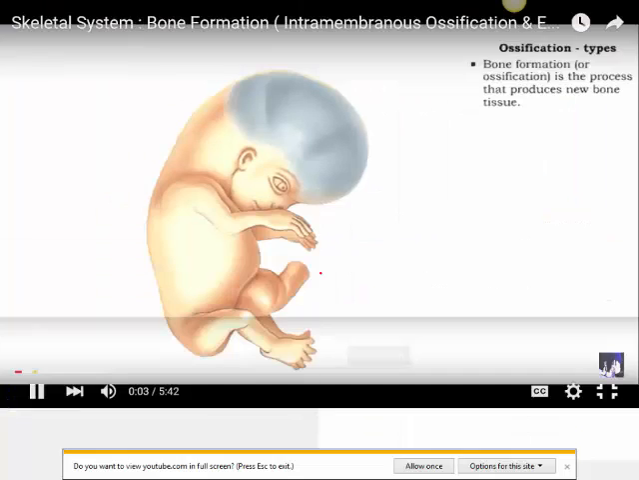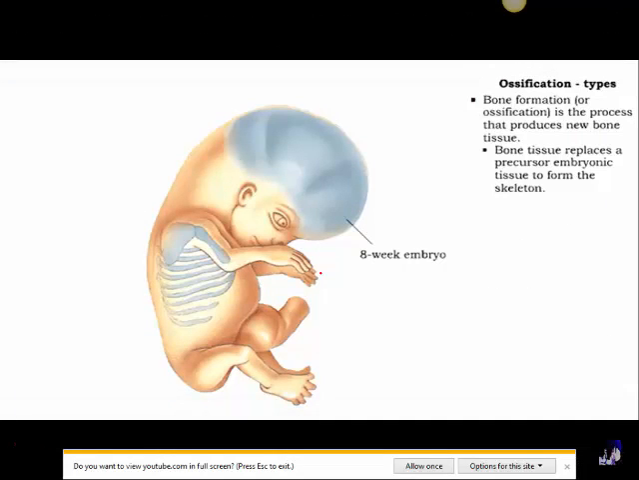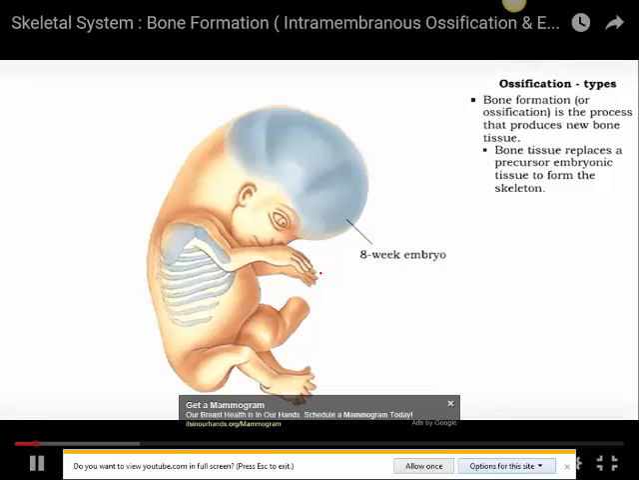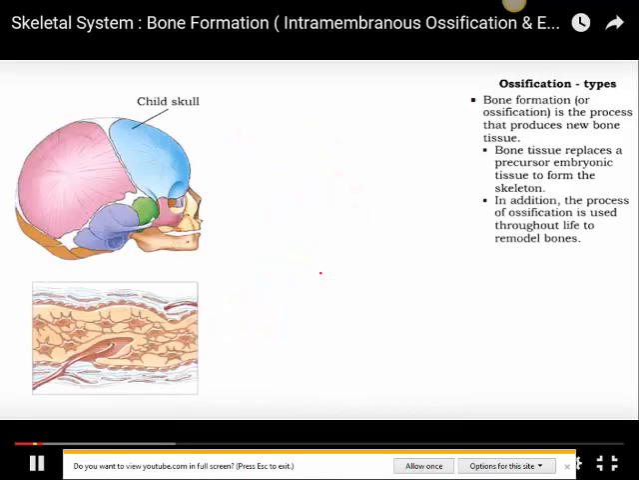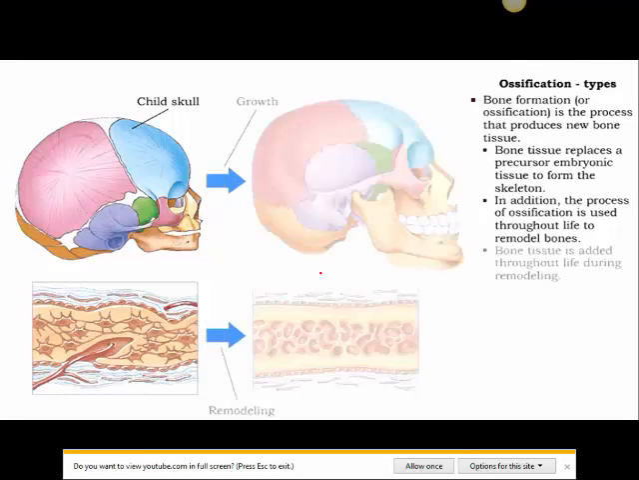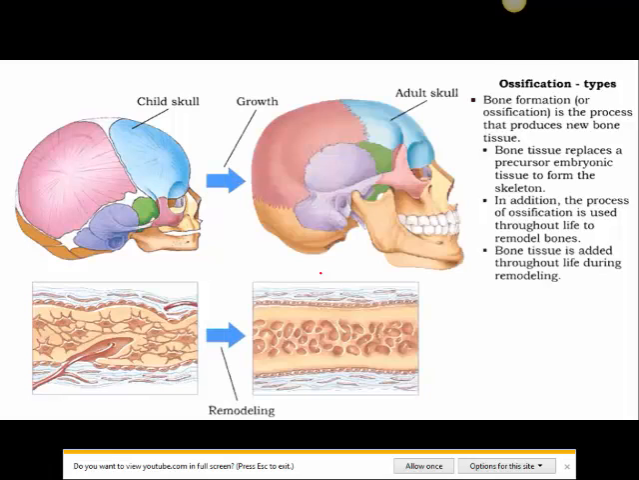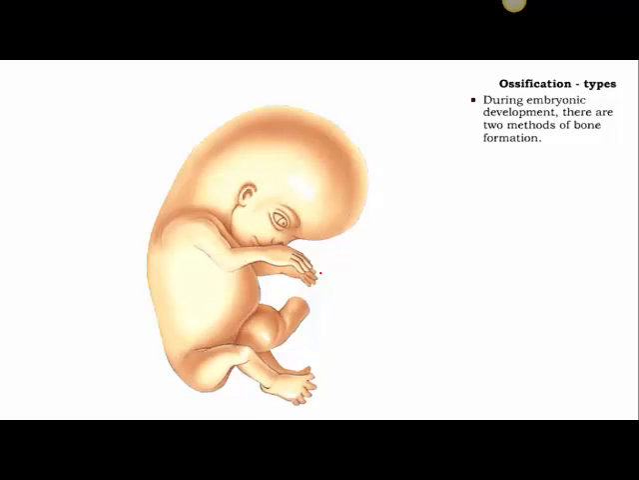Bone formation, also known as osteogenesis or ossification, is the process by which bone tissue replaces embryonic connective tissue to form the skeleton. From childhood to early adulthood, ossification lengthens and thickens bone. In addition, the process of ossification is used throughout life to remodel bones. There are 2 methods of prenatal bone formation.